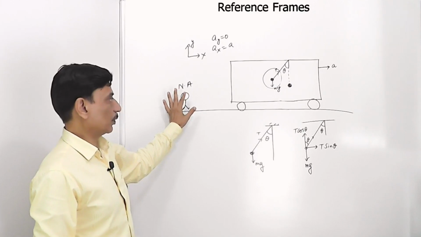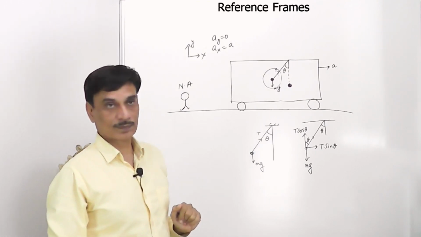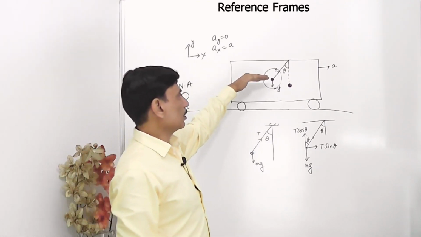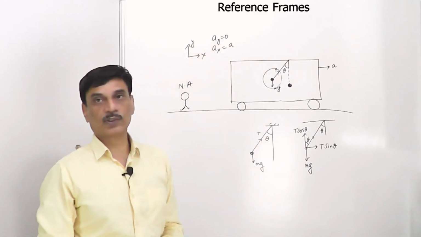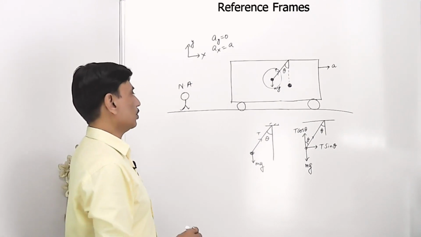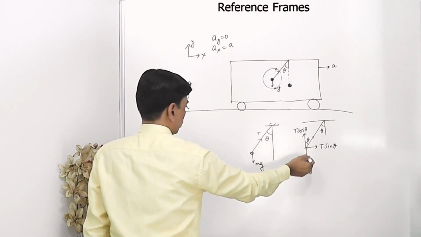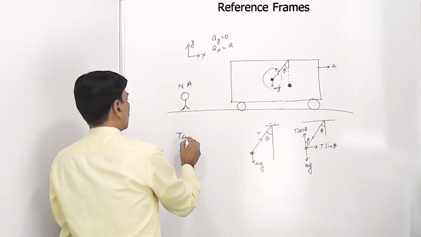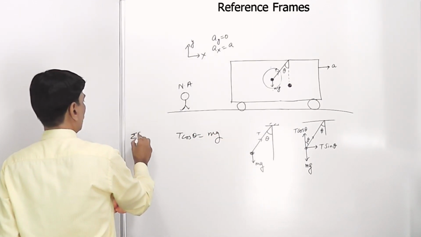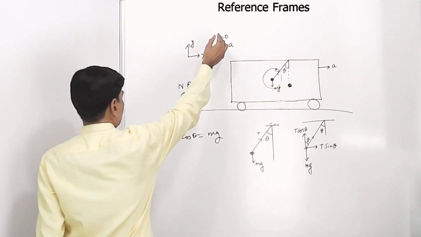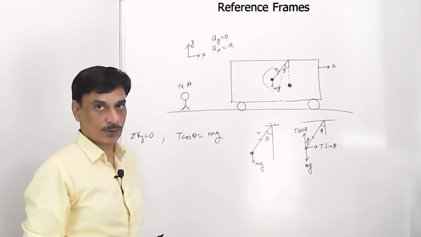Our observer is this observer. He sees that this block, this mass, is neither going up nor coming down, that is, the acceleration along the y-axis is equal to 0. When the acceleration along the y-axis is 0, the upward forces have to balance the downward forces. So T cos theta is equal to mg. Why? Because the net force along the y-axis is equal to 0: the acceleration on the y-axis is 0, F is equal to ma, so the net force along the y-axis is 0.